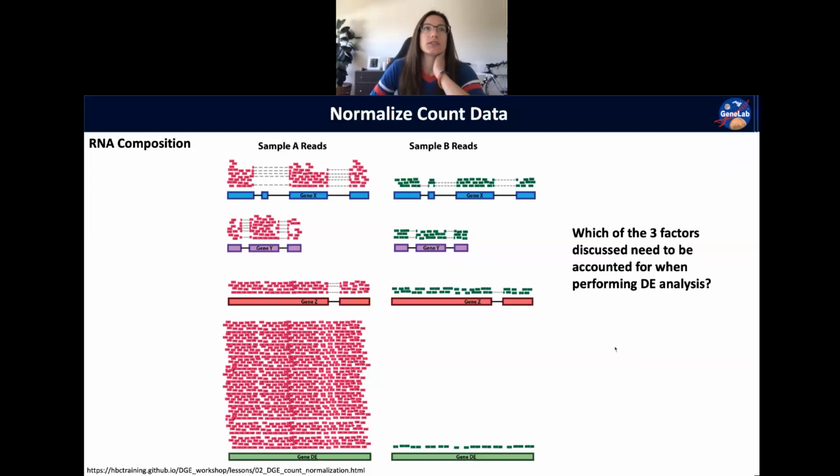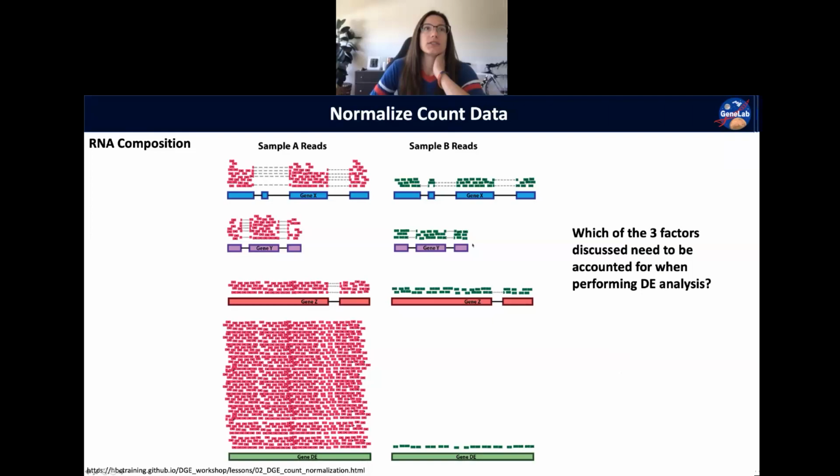Guesses? What do you guys think? Which of those three things, read depth, gene length, and RNA composition, do we have to account for if we want to perform differential gene expression without introducing bias? All RNA composition. Any other guesses? Read depth, length. Okay, getting a mix of responses here.